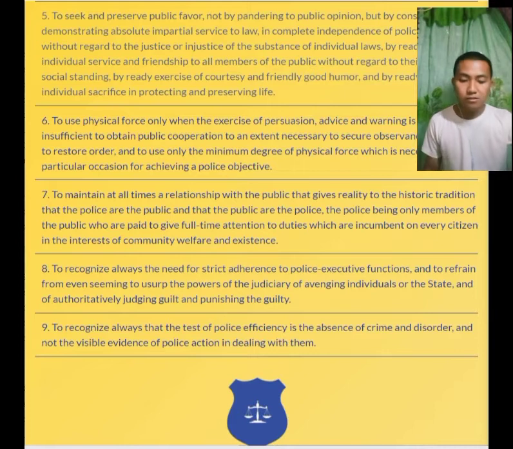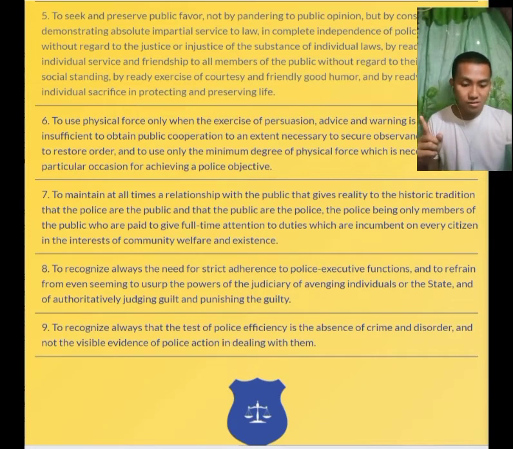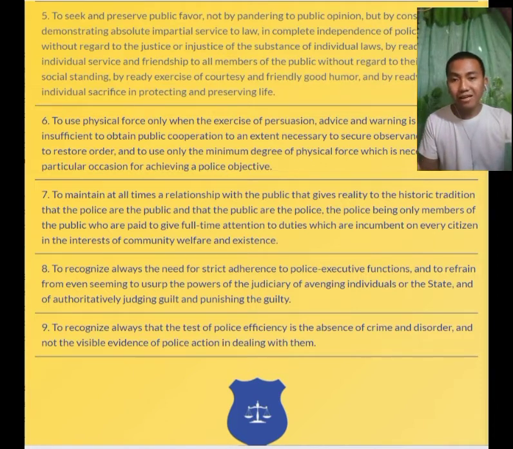So here these principles allow the law enforcer to use force when persuasion and advice or warning is not enough to achieve the police objectives, but the physical force being used by the police is just the minimum degree of physical force to ensure that the people will not get fatal injuries.